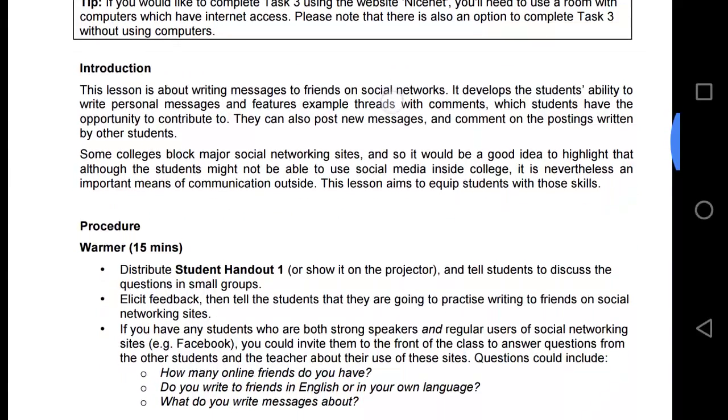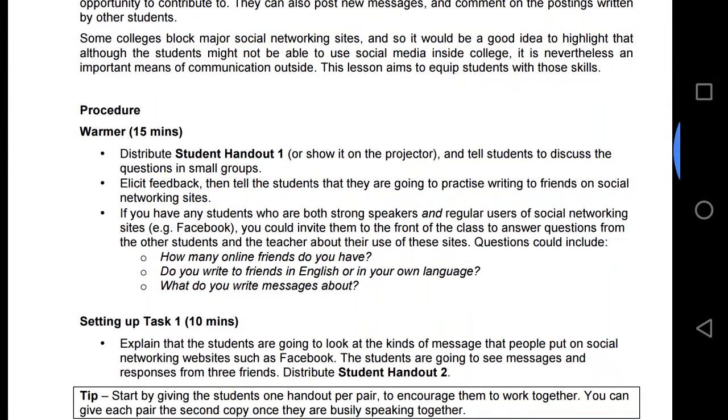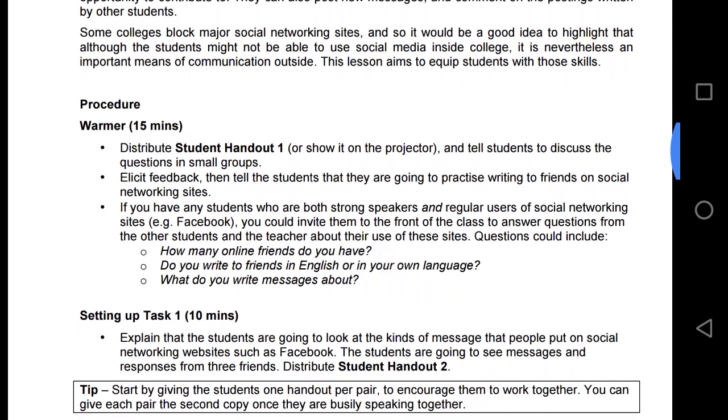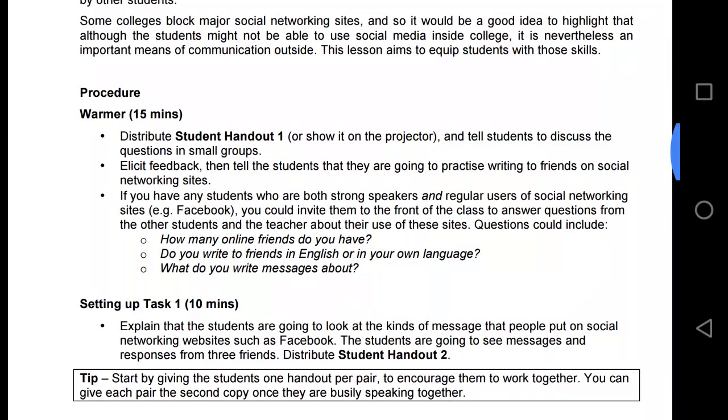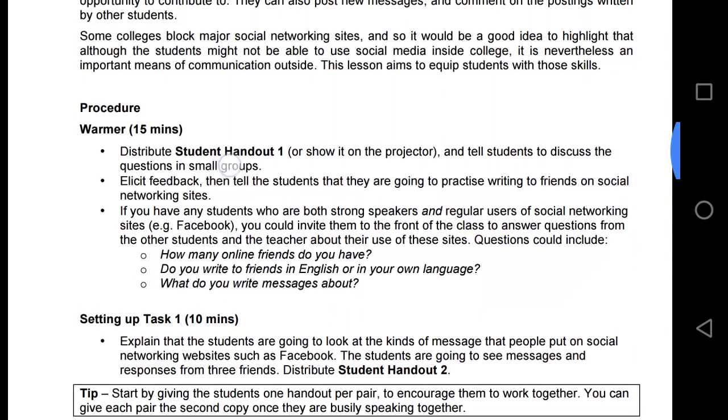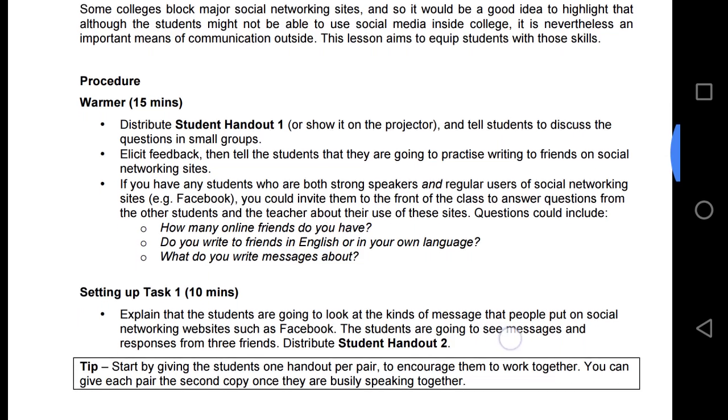All right. So I like that it does have a warm up activity, and it's good because it does it in a group, and they're supposed to talk about these three questions. So anything that gets students practicing their English, it's definitely a good thing. And yes, it does say tell students to discuss questions in small groups.